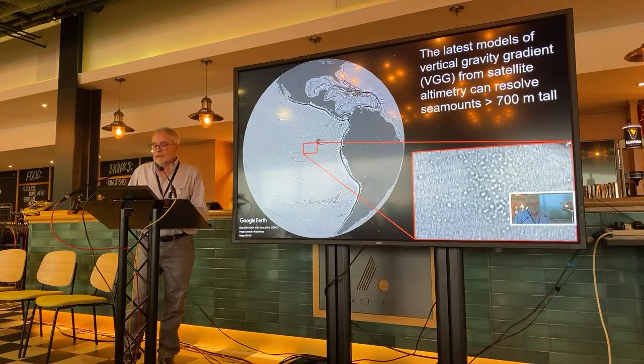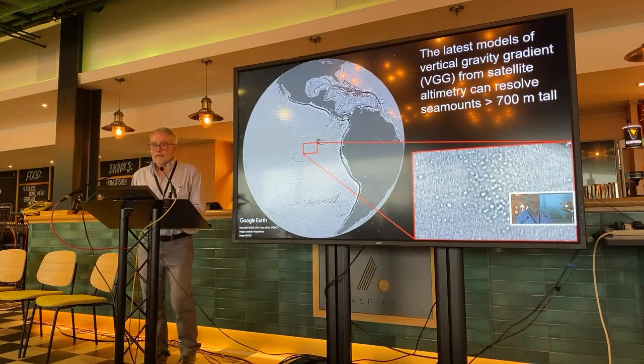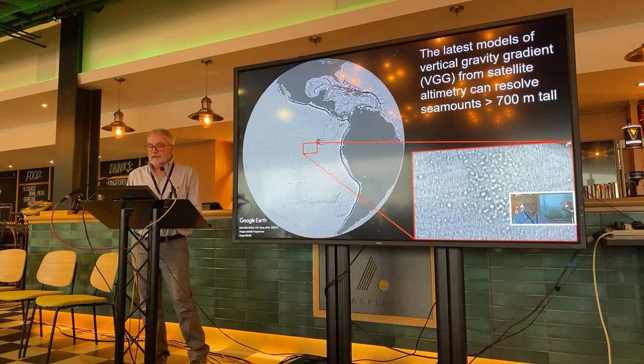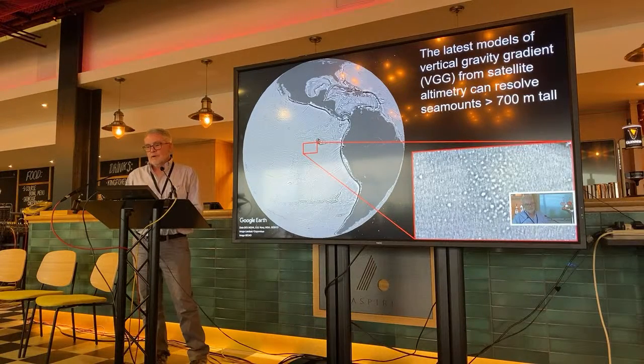So a little bit about the latest gravity grids that are used to make the prediction. This is really moving quickly. We have new data from CryoSat. CryoSat's actually been operational since 2010. We have another one called AltiKa. We have data from Jason-1 and Jason-2.